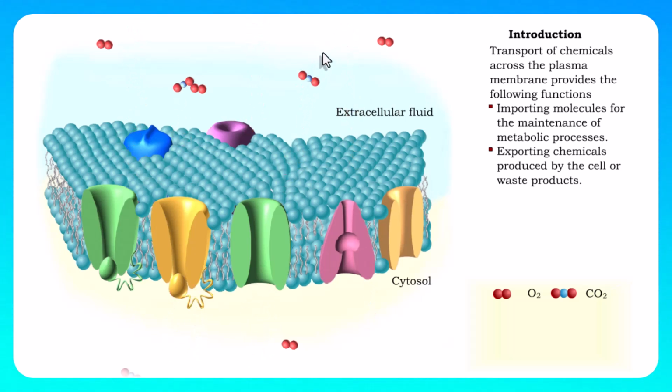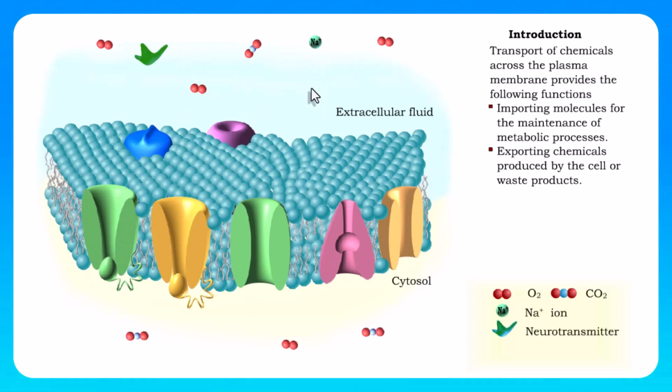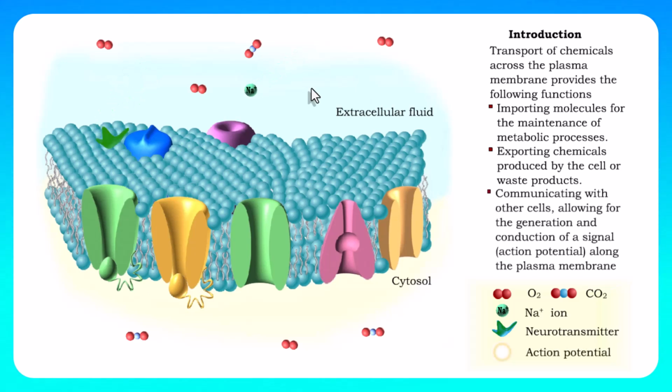Communication occurs between cells when substances produced by one cell, such as neurotransmitters, induce the transport of chemicals across the plasma membrane of another cell, making the generation of action potentials possible. And that is something we will be studying in chapter 12.